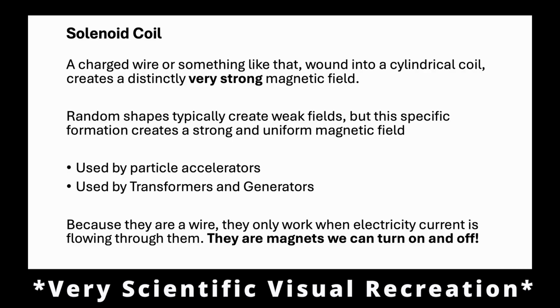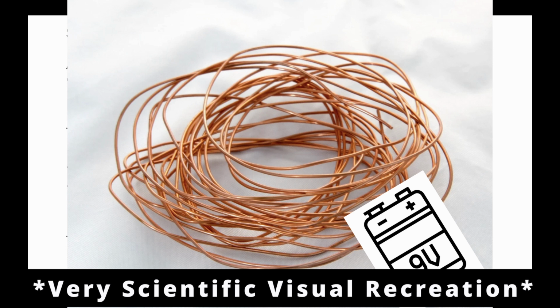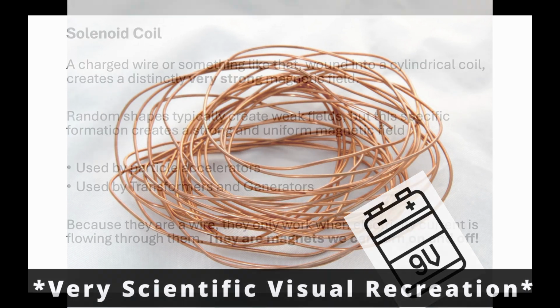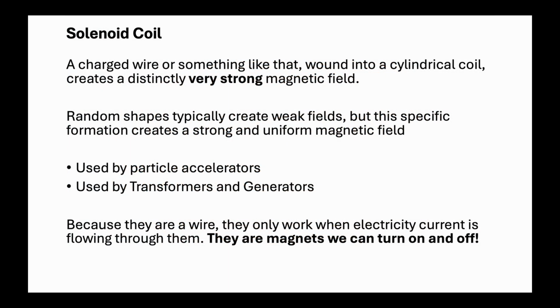Now if you just got a random coil, put an electrical current through it, and it was just in some strange shape, like a modern art decoration, it creates a pretty weak field. But this specific formation creates a very strong and very uniform magnetic field. And it looks like this.